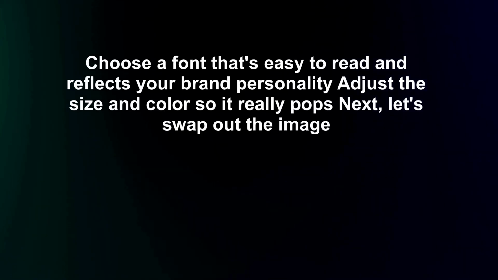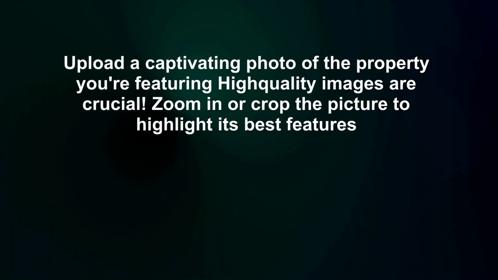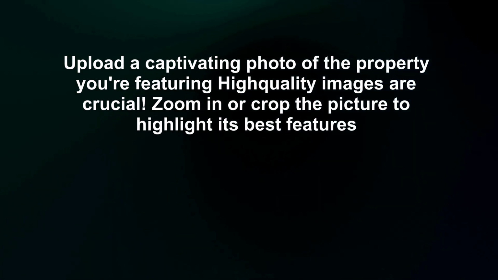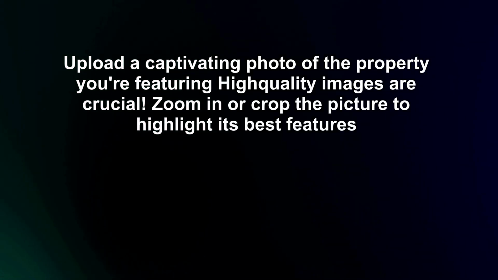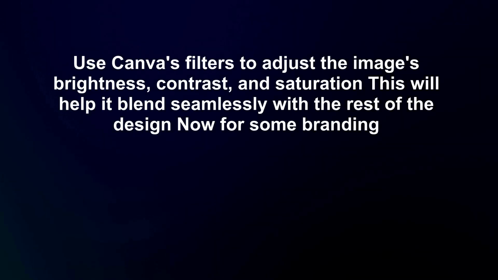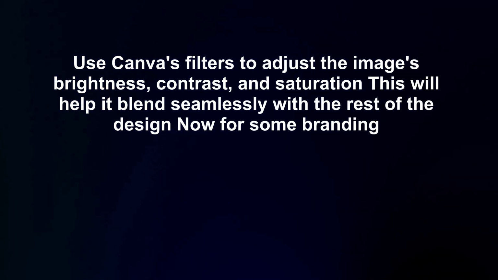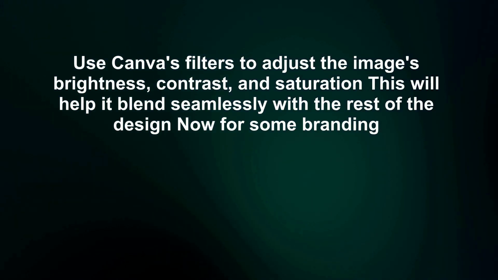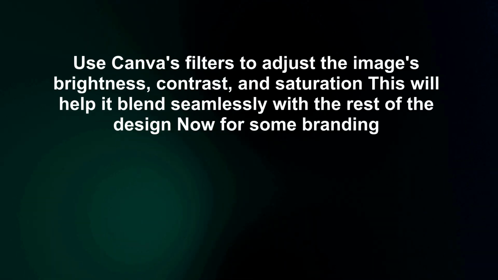Next, let's swap out the image. Upload a captivating photo of the property you're featuring. High-quality images are crucial. Zoom in or crop the picture to highlight its best features. Use Canva's filters to adjust the image's brightness, contrast, and saturation. This will help it blend seamlessly with the rest of the design.